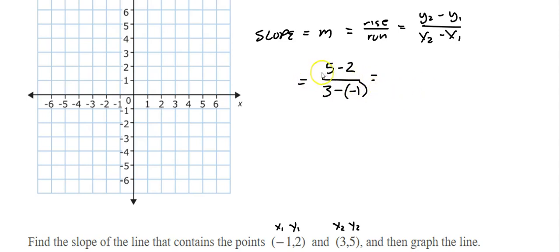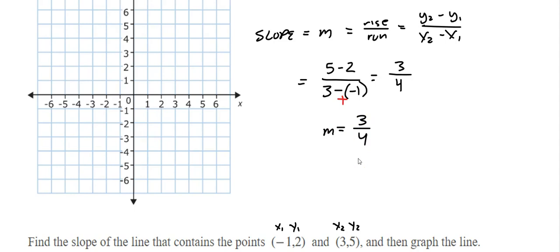Okay, then we work this out. We get 5 minus 2 is 3. Well, 3 minus a -1, from your early school days, but also as a good review, when you have a negative and a negative, that turns into a positive. So you actually have 3 plus 1, and that is going to equal 4. So m, your slope, is going to be 3 over 4.